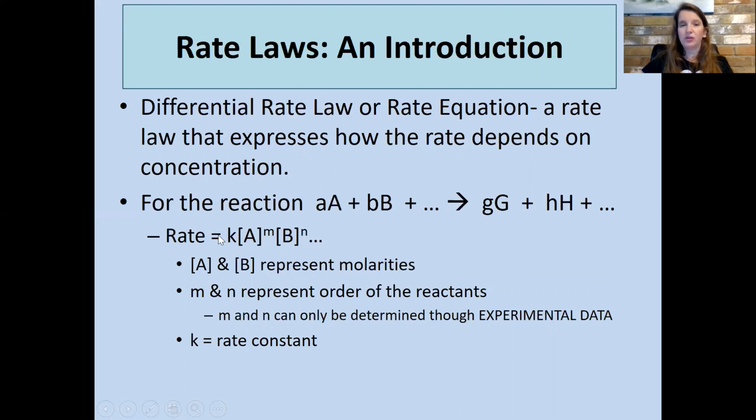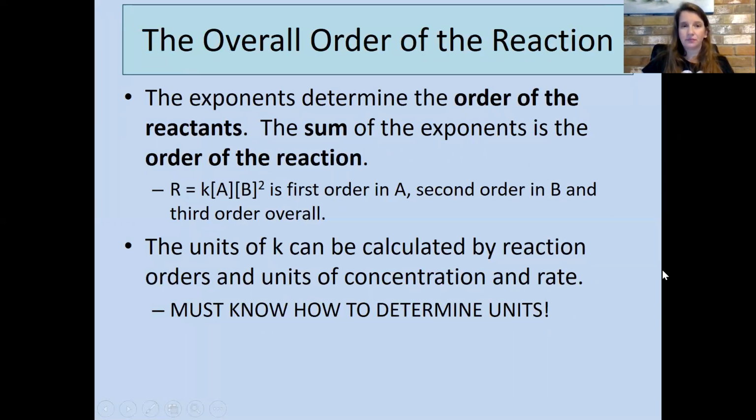When you write a rate law, you would always start by writing rate equals K, and then whatever you figure out from the experimental data itself. The exponents are going to be the order of each reactant. In order to figure out the overall order of the reaction, you would just add all of those exponents together. So when you look at this rate law, rate equals K times concentration of A times concentration of B squared, the order of reactant A is 1 because there's no exponent. The order of reactant B is 2, and then the overall order is 3.